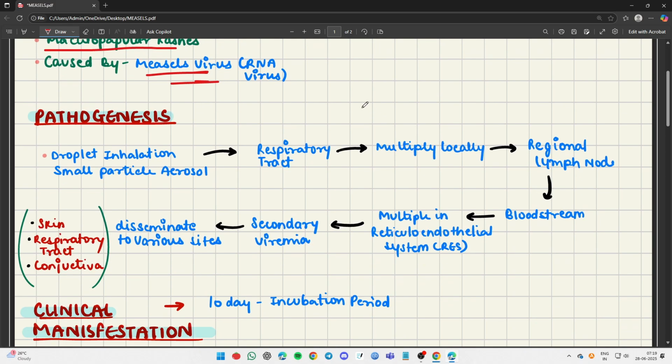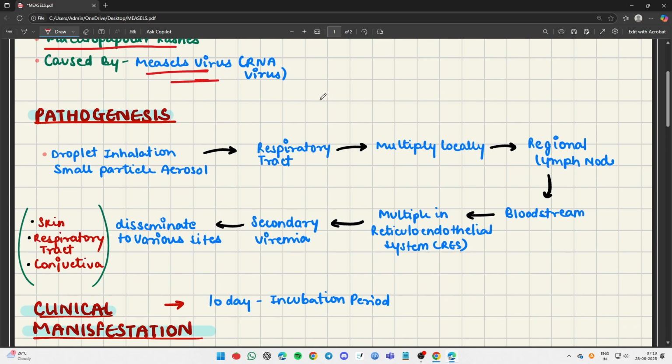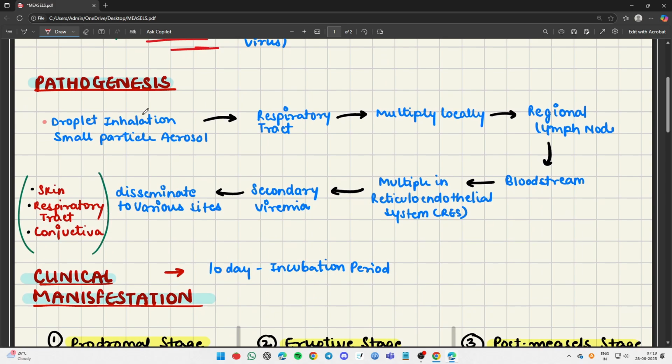Now we are going to talk about the pathogenesis of measles. In the pathogenesis of measles, measles is transmitted through droplet inhalation and small particle aerosol. The small particle aerosol have the tendency to remain suspended in air for a longer duration of time, so they affect children at multiple places like school, library, parks, etc.